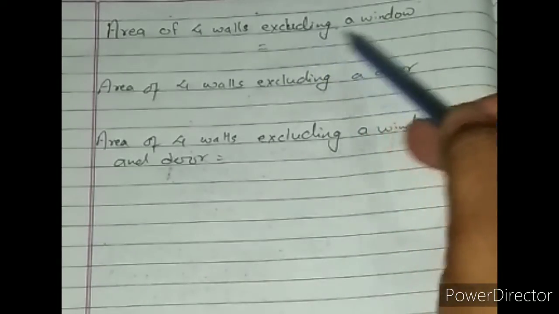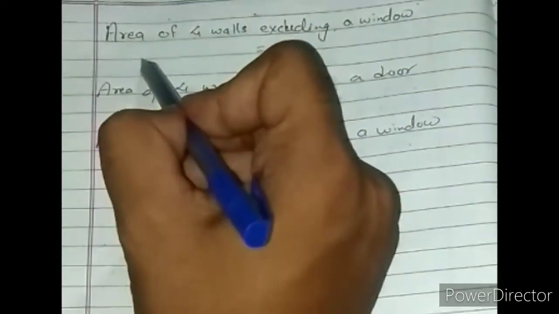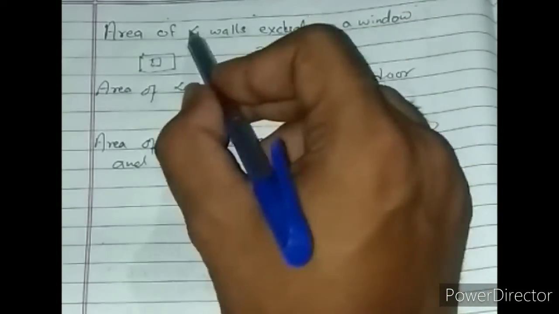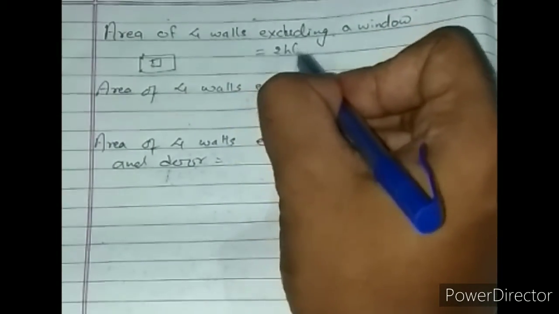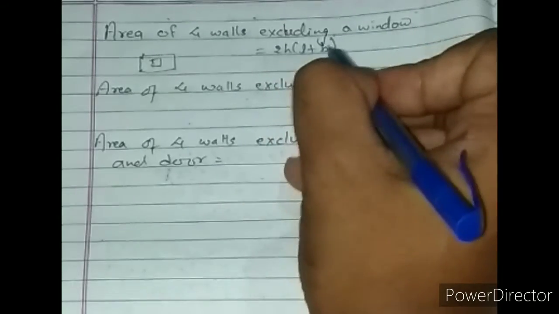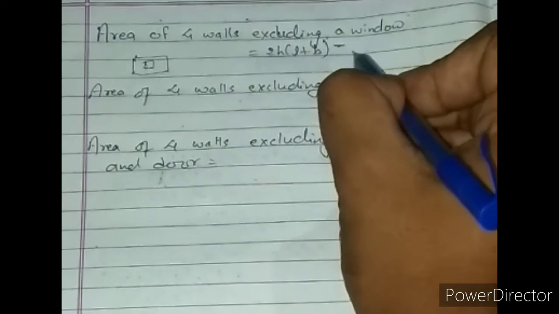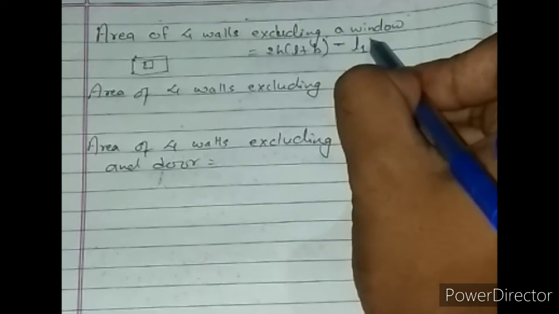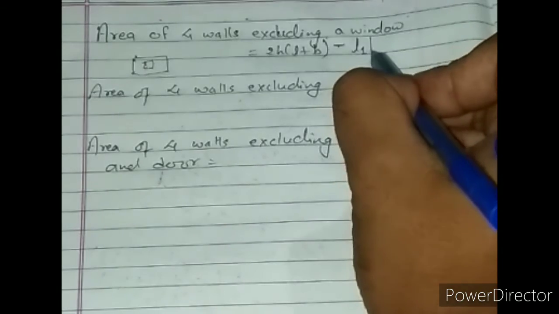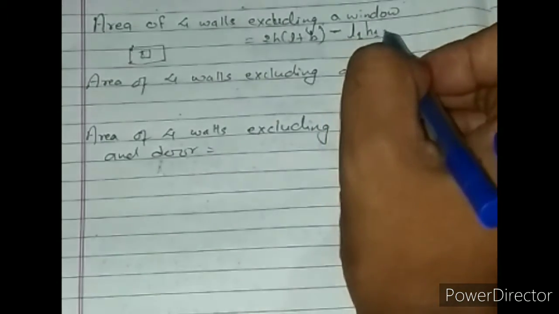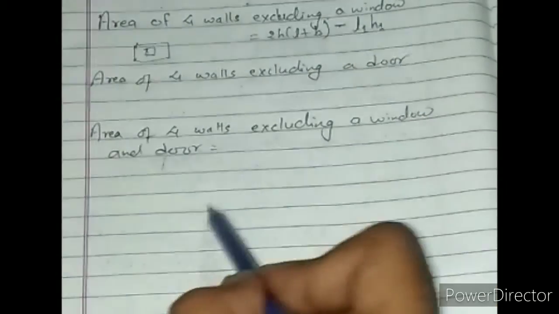If we need the area of four walls excluding a window on the wall, then what is the formula of area of four walls? 2H(L plus B) is the formula of area of four walls, and excluding, we have to subtract a window, so from the length of the window and height of the window we find the area of the window and subtract.